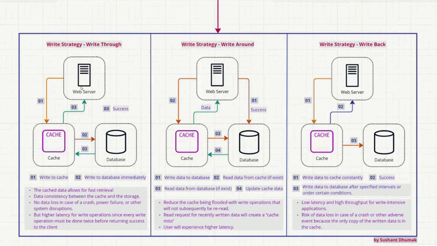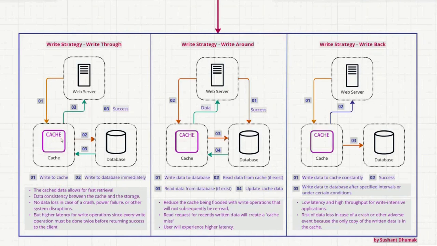Again, you write data first to the cache, the cache writes the data to the database, and then the acknowledgement is sent back to the web server. The advantage of this method is that because the data is written to the cache first, any read requests coming in will get the latest information immediately from the cache itself. It doesn't have to go back to the database, so the retrieval will be faster.